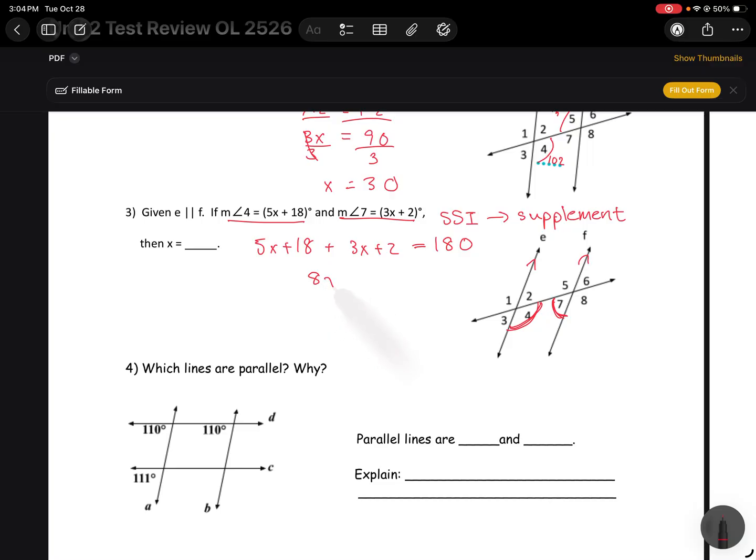So this will leave me with 8x plus 20 equal to 180, and then I can subtract 20 from both sides to get 8x equal to 160. Divide both sides by 8, this will leave me with x is equal to 20.